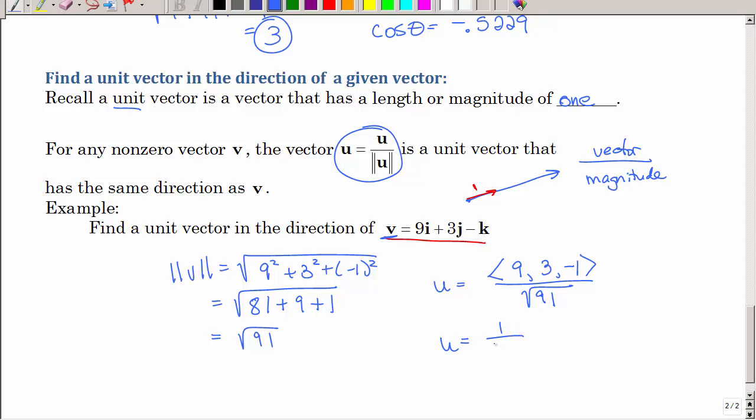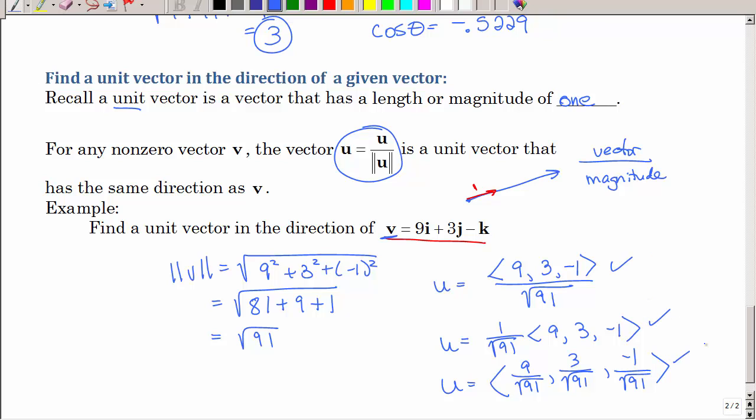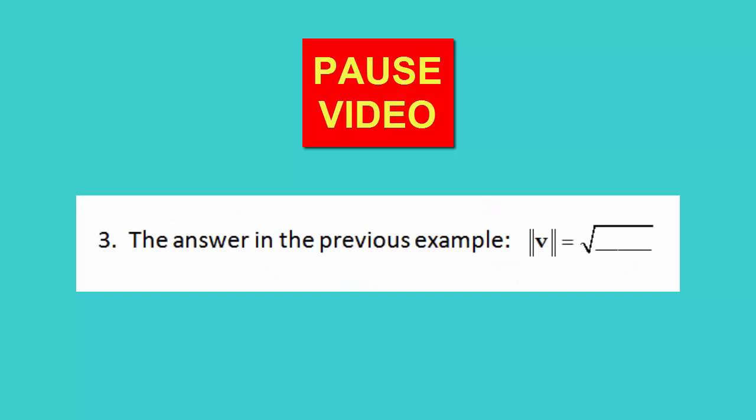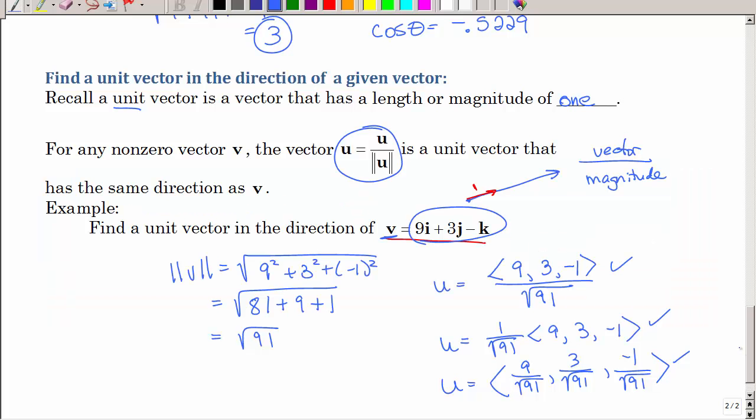You could maybe write it out in front, or you could go ahead and distribute that. And then some books or teachers are going to go ahead and make you rationalize that denominator. I'm not. So you could leave your answers like that. You could also put it in the ijk format. So again, this is just a repeating of the process from 2 space to 3 space.